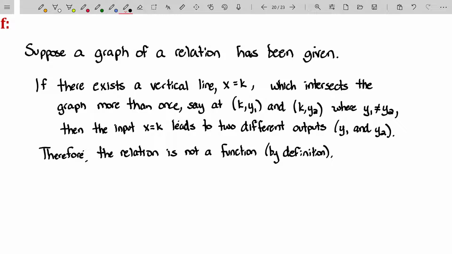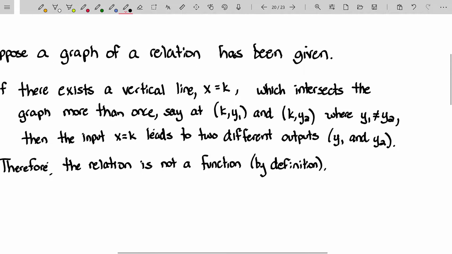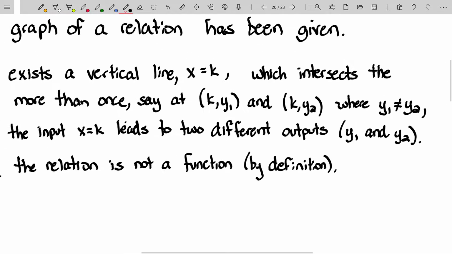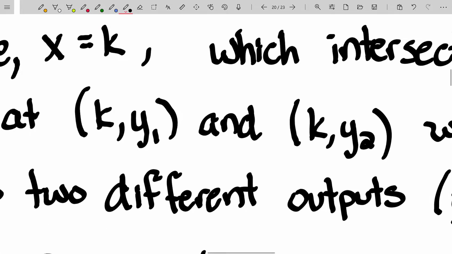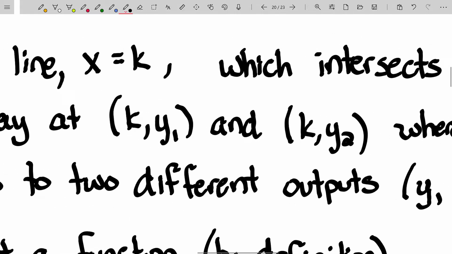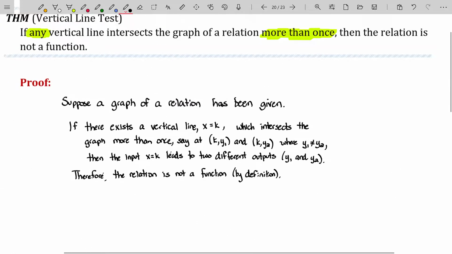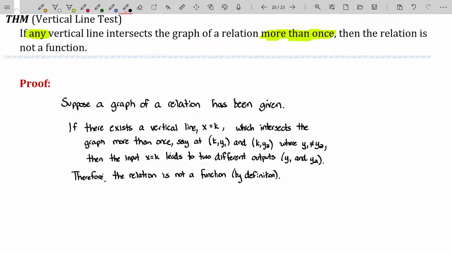That's just by definition. Remember, to be a function, that input of k can only lead to one output. But because we're saying there is a vertical line, x equals k, that strikes the curve more than once, then you have these two different outputs associated with the single input of k, and therefore it cannot be a function. There we go. If any vertical line intersects the graph of a relation more than once, the relation is not a function. QED, quod erat demonstrandum, so it has been demonstrated. That's the end of the proof.